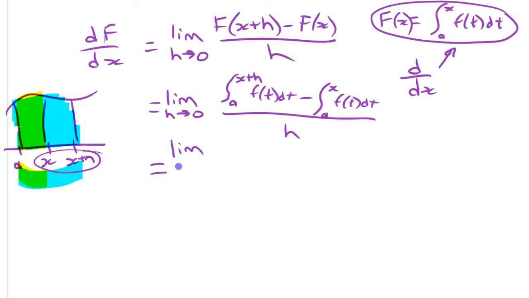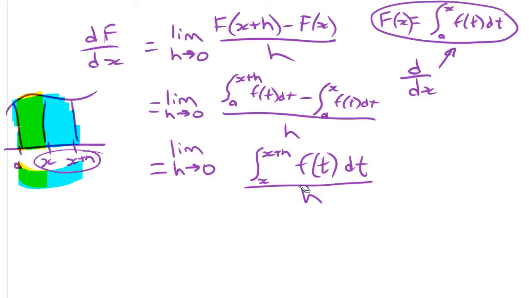So we can write this as the limit as h approaches 0 of the integral from x to x plus h of f of t dt. Now, I could put divided by h like I did before, but I'm going to write it like this instead. I'm going to say 1 over h times that, just to keep it a little simpler.